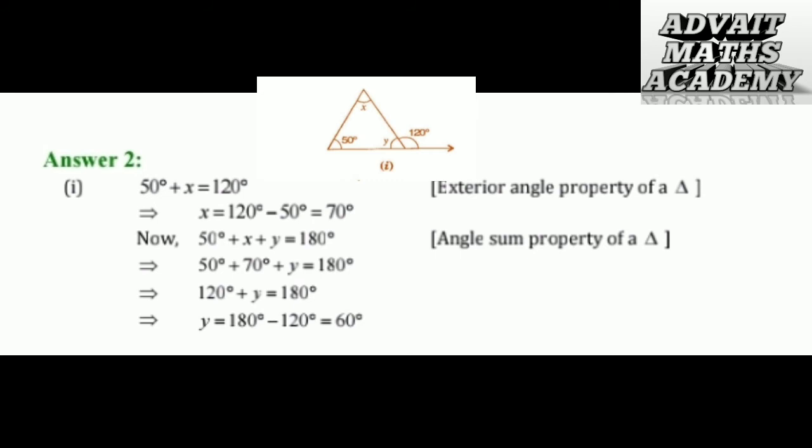See the question number two. In that we have to find the value of x and y. 50 plus x is equal to 120, exterior angle property of a triangle. Then x is equal to 120 minus 50 is equal to 70. Now 50 plus x plus y is equal to 180, angle sum property of a triangle. Then 50 plus 70 plus y is equal to 180. 120 plus y is equal to 180. Therefore y is equal to 180 minus 120, we get 60. Then we get the value of x as 70 degree and y as 60 degree.